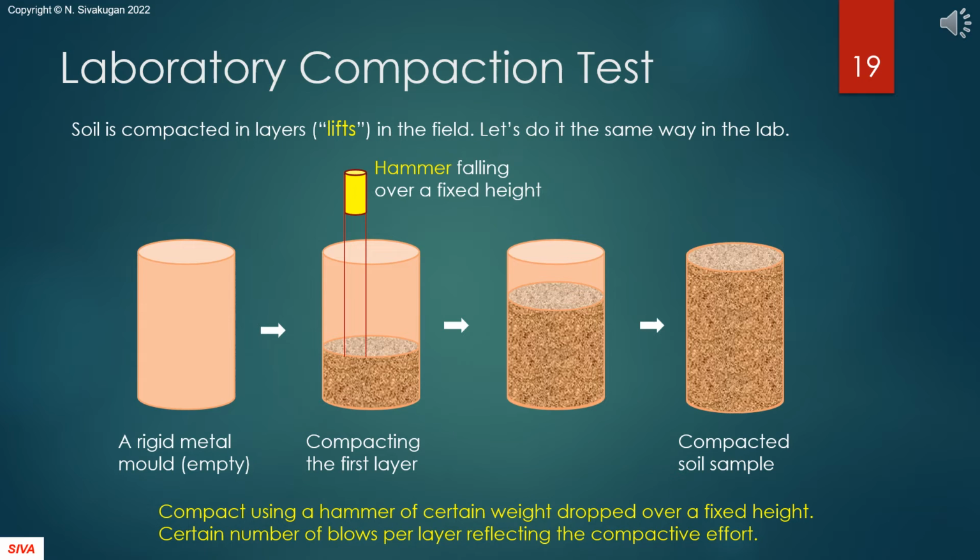Soil is compacted in layers in the field. The compacted layers are called lifts. In the laboratory also, we compact the soil in layers, in a cylindrical mold, using a compaction hammer that consists of a standard weight falling over a certain height, imparting some compaction energy to the soil in the mold.